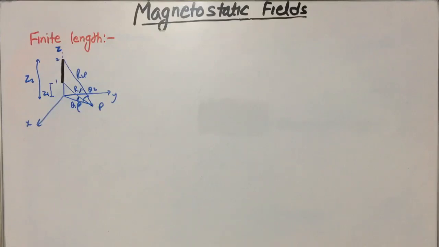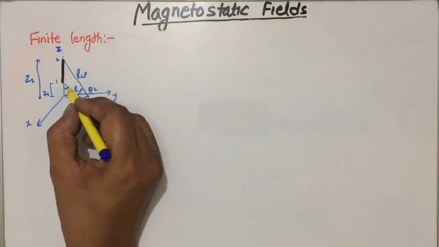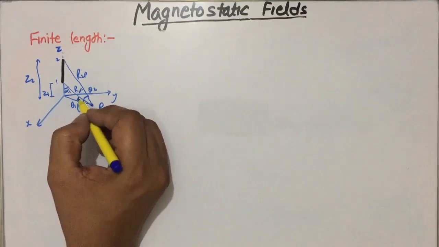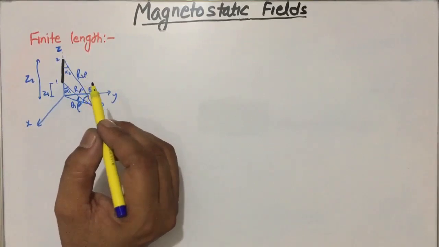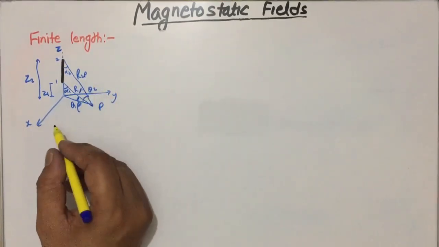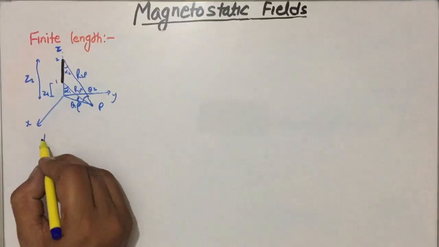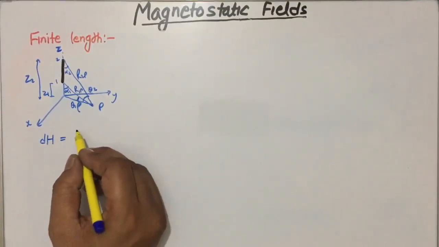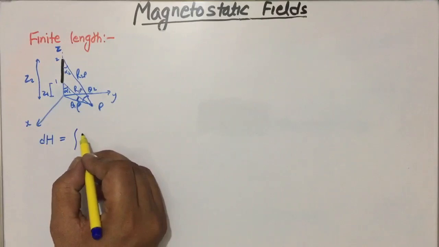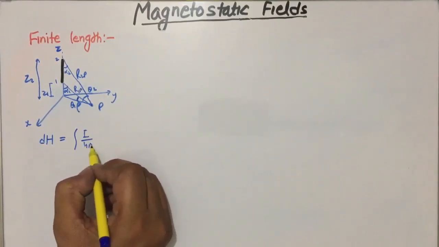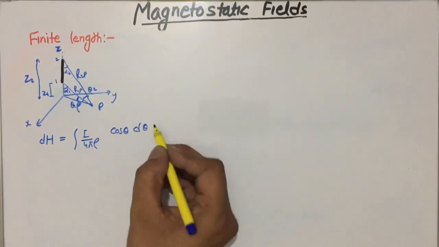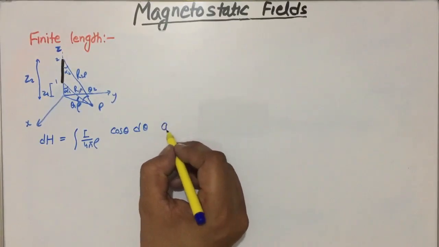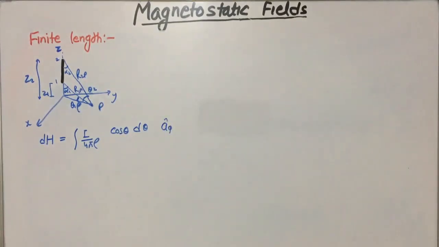So in the previous case, further additionally you can say this is alpha 1. If it is theta 1, you can say this is alpha 1, this is alpha 2. In the previous case, we have seen the magnetic field intensity when the conductor was of infinite length: I by 4 pi rho cos theta d theta in the direction of a phi. This was the derived result from the previous case.